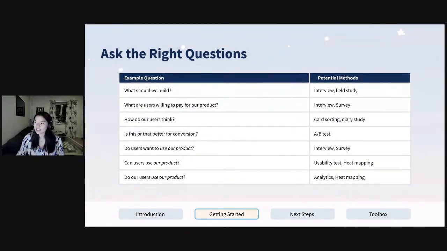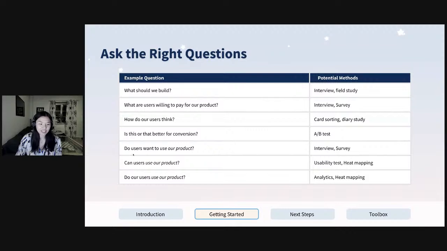And when I say asking the right questions, here's what I meant with the examples. You can see on the left side of this table, there's a lot of potential questions you could be asking. Depending on the question, the potential methods or ways to find those answers may differ. If you look at the last three questions here, they're worded quite similarly. Do users want to use our products? Can they use our products? Do our users use our product? They're quite similar, but if you look at this table, the way you might get those answers can differ quite a lot. So being very clear about what you're trying to find out is quite important.